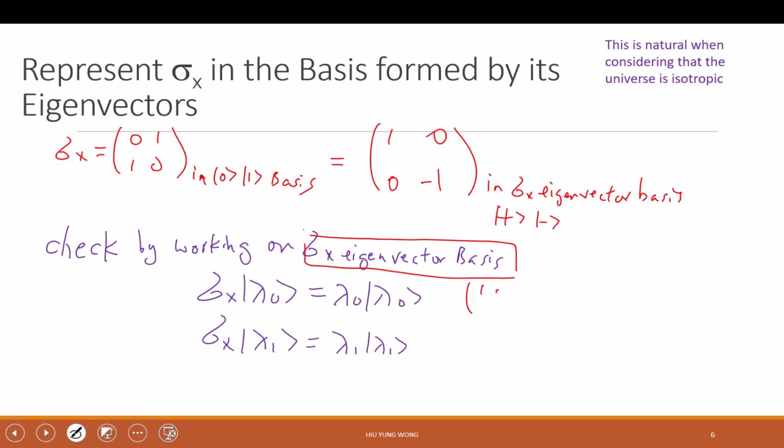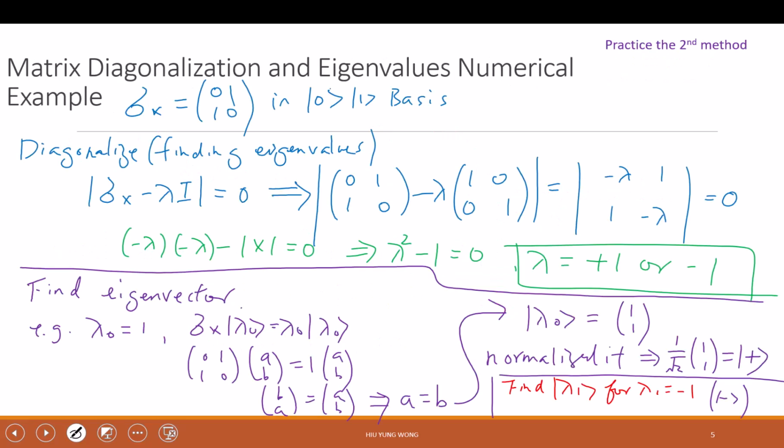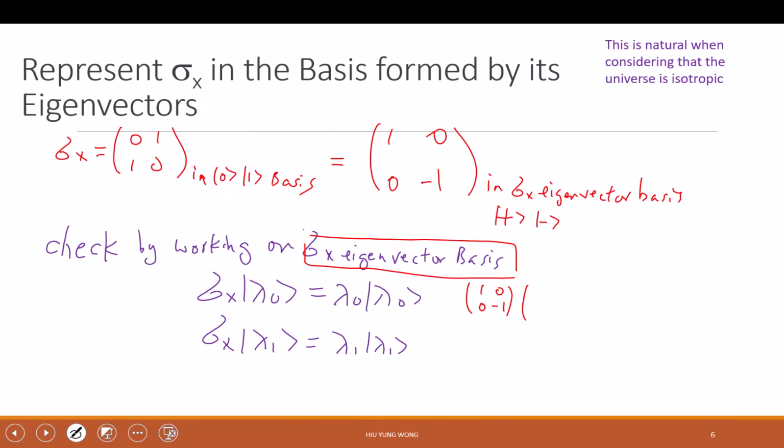Should be 1, 0, 0, negative 1. This is sigma x. And what is lambda 0 when I write it in the sigma x eigenbasis? Yes, I got it by 1, 1, right? But now this is in the 0 and 1 basis. Now in its own basis, it is what? 1, 0. And this is equal to 1 times 1, 0. Okay, and do this. Right, so I hope you can link this.